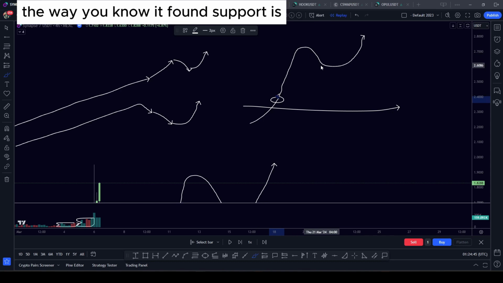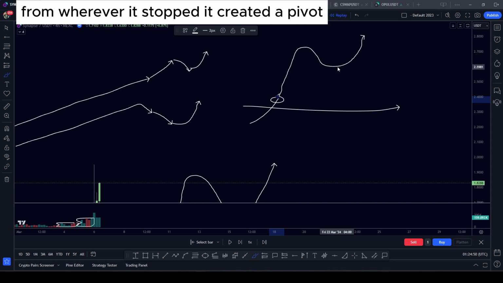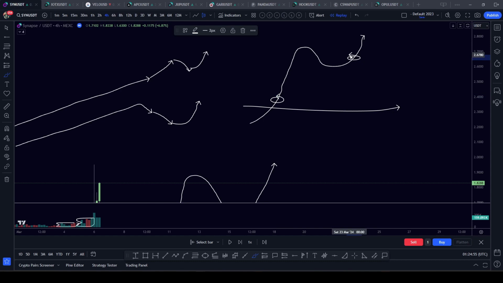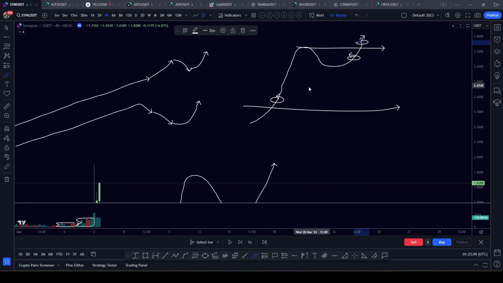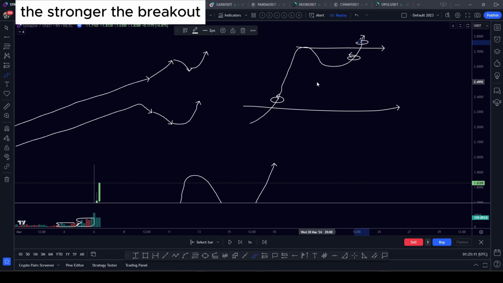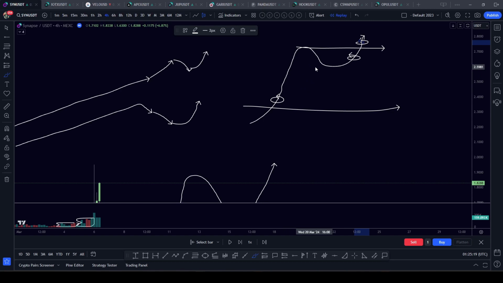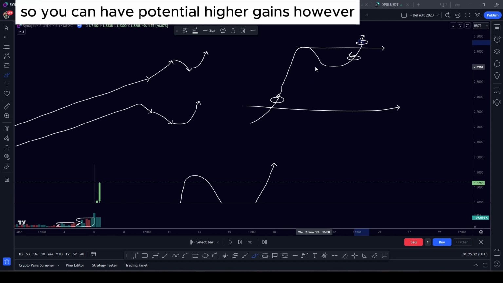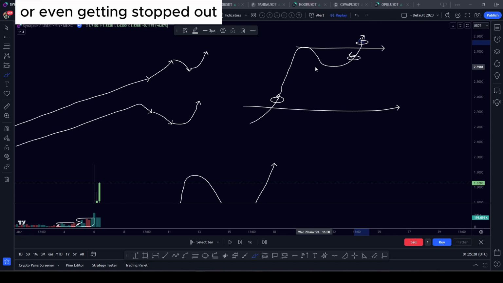The way you know it found support is several candles didn't go lower from wherever it stopped. It created a pivot. Then you could add here. This is a little bit more risky than breaking its previous resistance level. This is the safest area, once again, to enter. The candle must close. The higher the time frame, the stronger the support resistance, the stronger the breakout, the stronger the retest. The lower the time frame, you're going to be entering these coins sooner, so you can have potentially higher gains. However, you also increase your risk of a potential fake out or even getting stopped out.